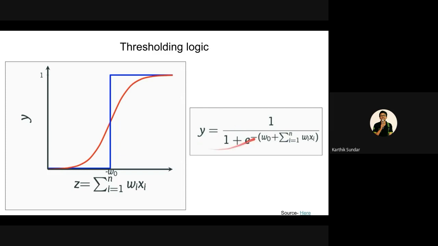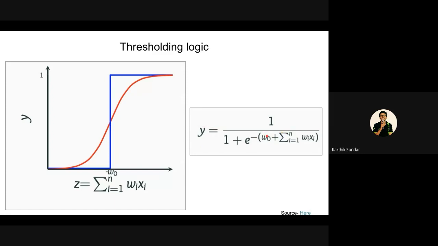Now let us see what happens. Let's say we have W0 plus sigma WiXi. This particular value inside the brackets is similar to what g of x does in the perceptron. But here, how is it different? We have an exponential and we take the inverse of it. Now let's say, what if W0 plus sigma WiXi is minus infinity? It will be 1 plus e power minus of minus infinity, which means this term will become e power infinity, which means it will give y equal to 0. So if it is around minus infinity, it is going to give y equal to 0.